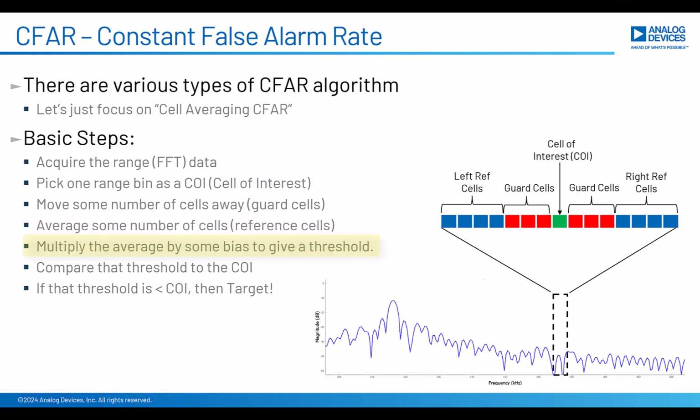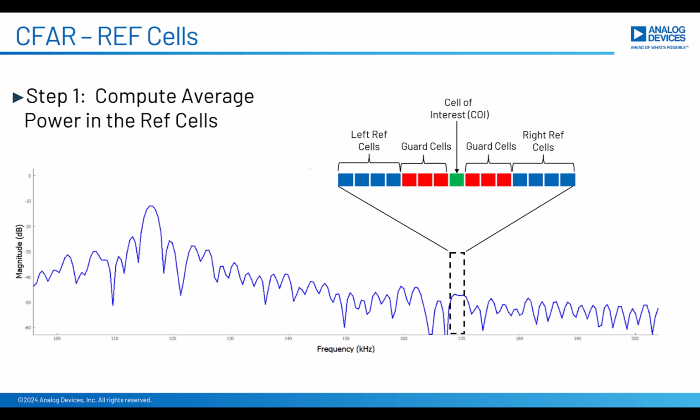Then multiply that average by some bias, and that will give us a threshold. Then we compare that threshold to the cell of interest. And if the cell of interest is above the threshold, then there is probably a target in that range bin. So let me distill all that down into 3 steps. Step 1 is to look at a range bin and compute the average around it.